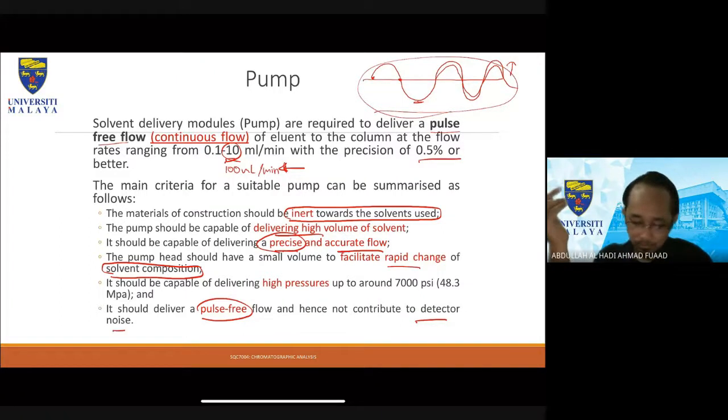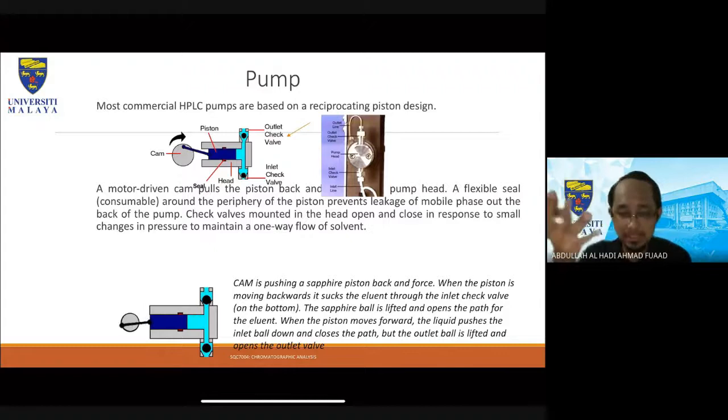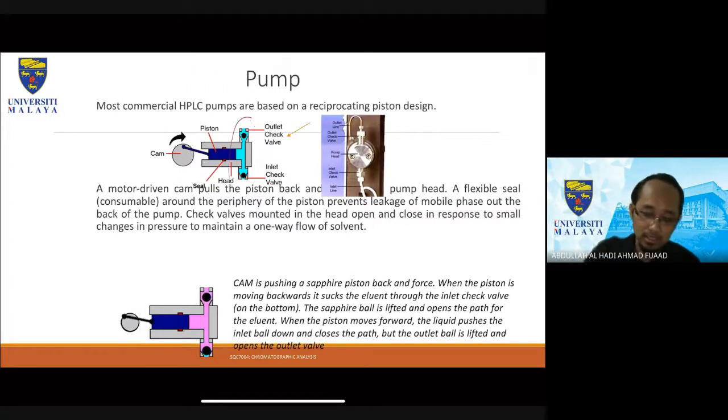Okay, most commercial HPLC pumps are based on a reciprocating piston design. As I mentioned, it's like a car engine. It's a piston, same principle, but the inlets and outlets are of course different. For a car engine, the inlet is gas and petrol, and the outlet is just gas, exhaust gas.